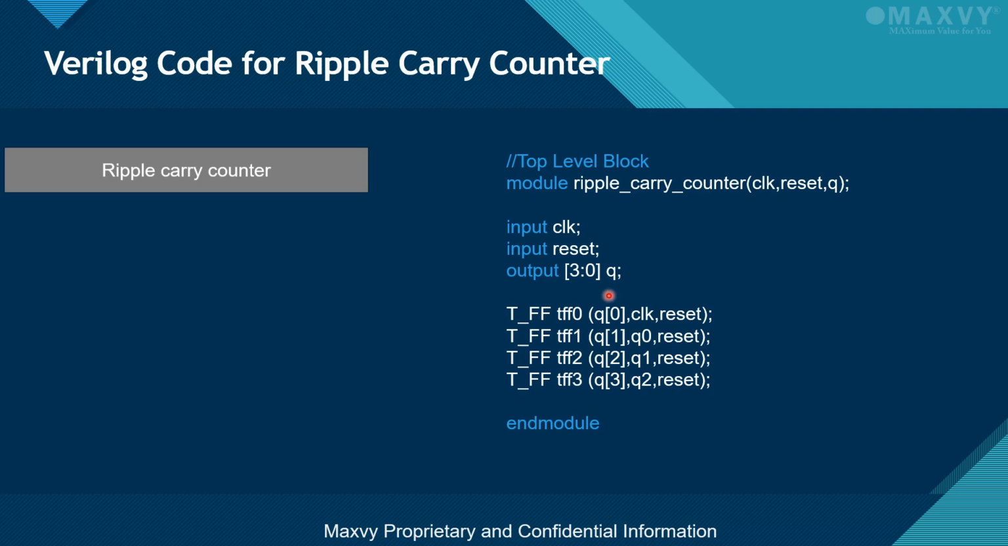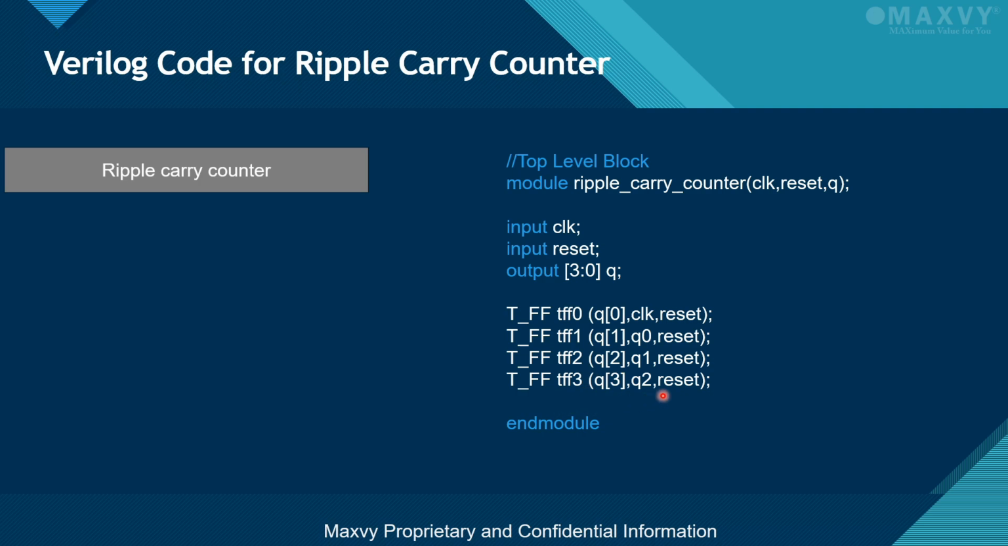Each T flip-flop module represents a single bit of the counter. The first T flip-flop instance, TFF0, is directly connected to the clock signal. The output of TFF0, which is Q[0], drives the clock input of the second T flip-flop instance, TFF1. Similarly, the output of TFF1, Q[1], drives the clock input of the third T flip-flop instance, TFF2. Finally, the output of TFF2, Q[2], drives the clock input of the fourth T flip-flop instance, TFF3.